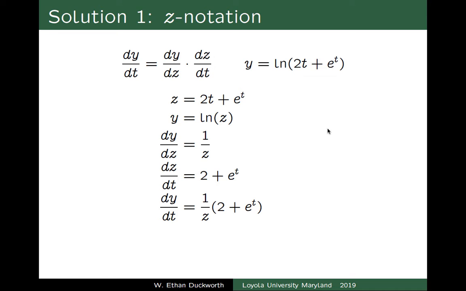And that's true as far as it goes, but this isn't the right way to write the answer. We should get rid of z because we are the ones who put z into the problem as a way to help us, but it's not really part of the original formula. So we should replace it. It's still equal to the same thing it was when we first introduced it. It's equal to 2t plus e to the t, so we replace it, and our final answer is 1 over 2t plus e to the t times 2 plus e to the t.